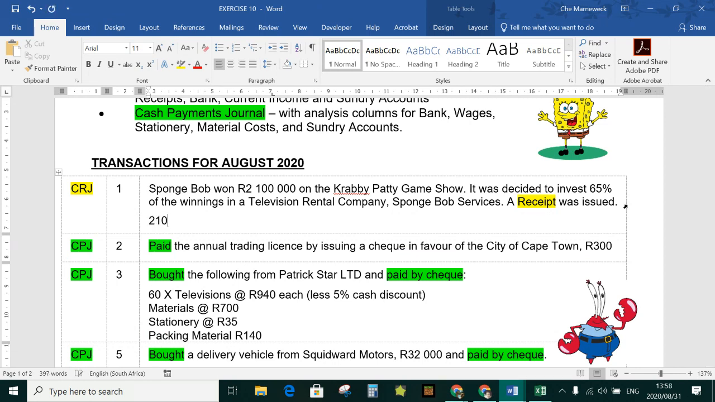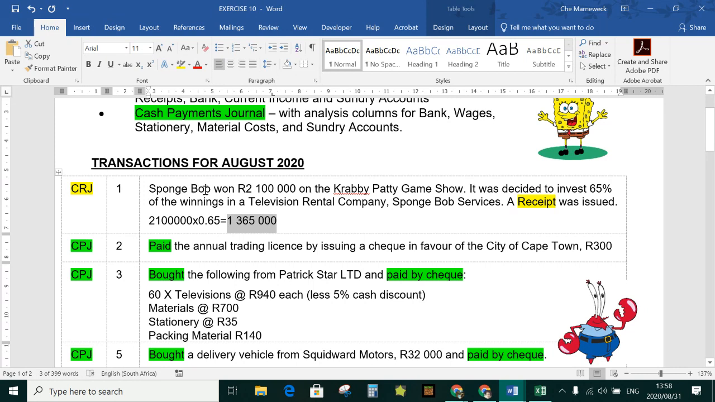So we want to work out what 65%, 0.65, or you could say 2,100,000 times 65 divided by 100. And so we're going to work that out on our calculator, and you should get 1,365,000. We're going to record that.